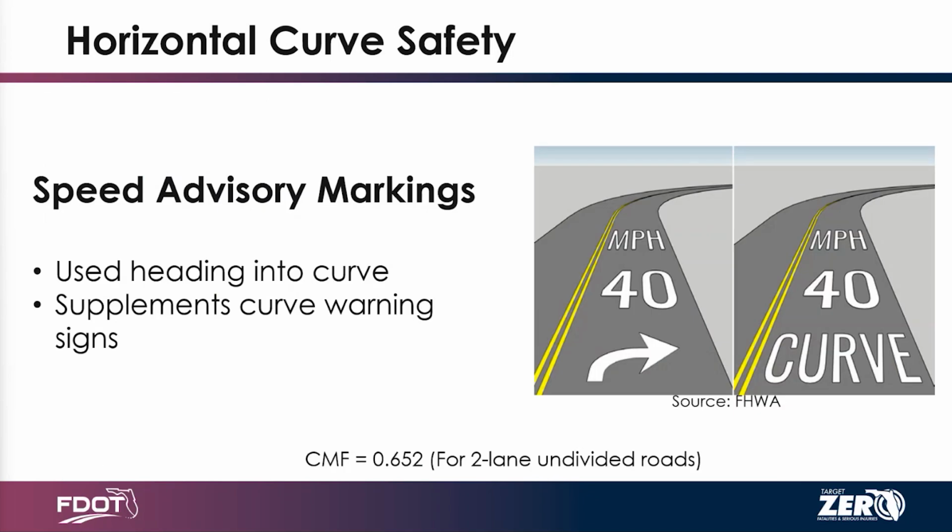Another countermeasure is speed advisory markings, which are in-lane pavement markings. Those are used as you're heading into the curve, and they are supplemental to the curve warning signs. You can't do this one without the warning signs, but it helps provide a little bit more awareness and gets people to hopefully slow down.